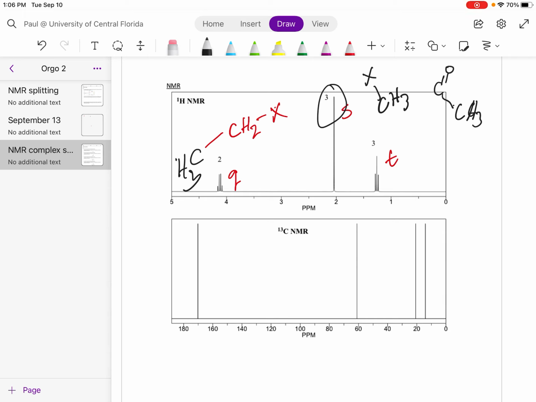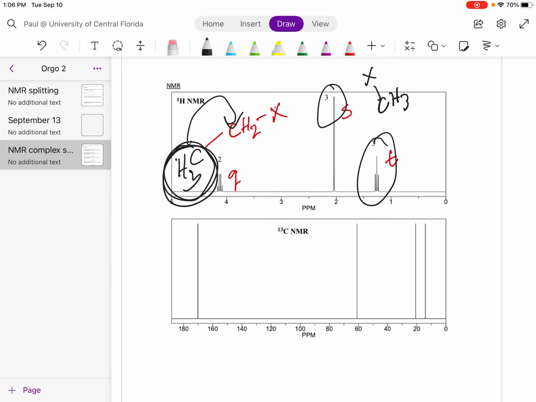That would give us a singlet, or it could be a CH3 attached to an oxygen. That gives you a singlet. So we're just coming up with possible ideas of what that could be. And then we have a triplet right here that integrates for 3. And that's kind of cool because we have something that integrates for 3 over there. And look, its neighbor is going to split it into a triplet. So there's a good chance that we have something that has a methyl attached to a methylene.